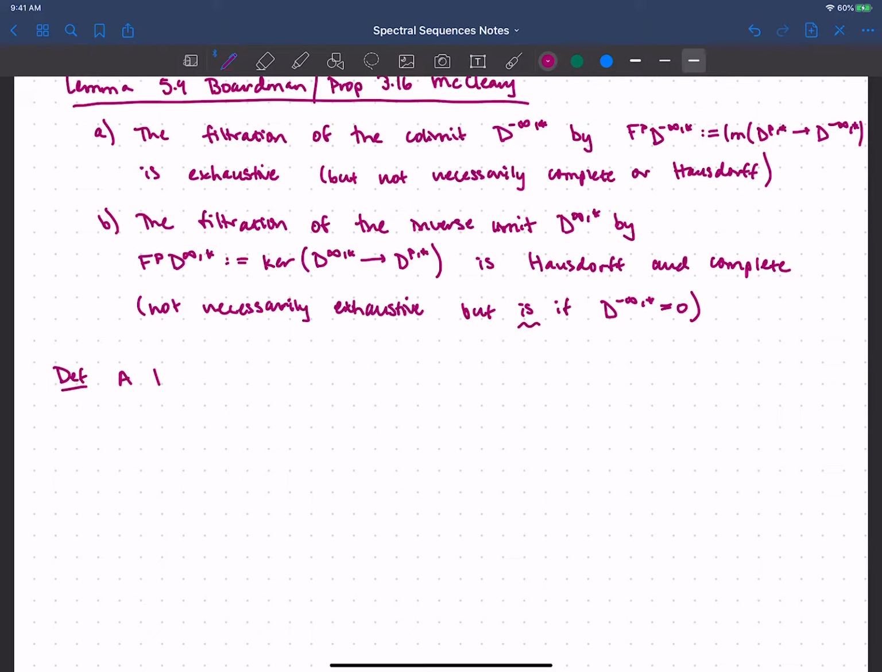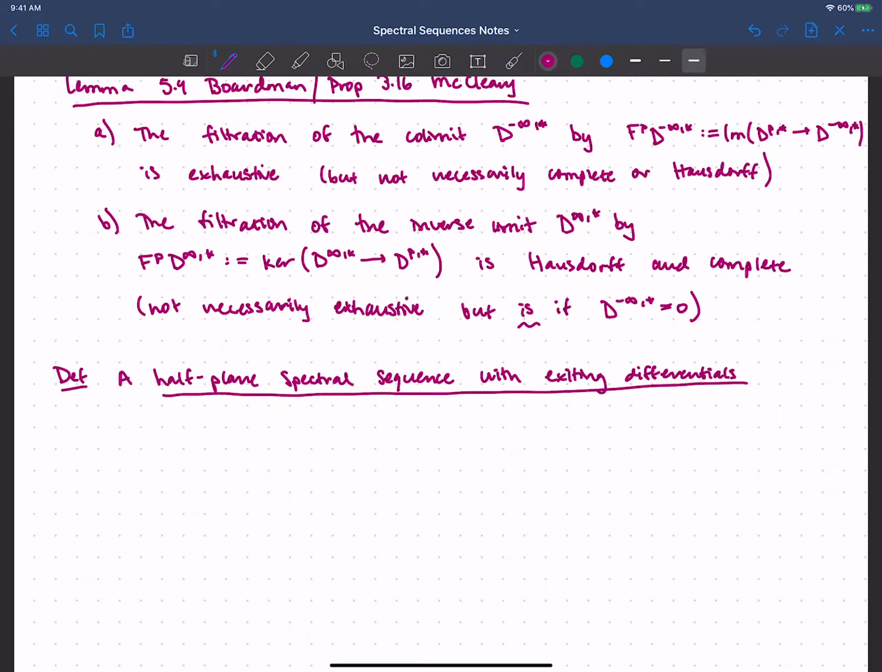So Boardman defines a half-plane spectral sequence. Okay, well, you can imagine what that looks like. We just have non-zero terms in only half the plane, but this is going to be with exiting differentials. Okay, that's a long term, but a half-plane spectral sequence with exiting differentials. What does that mean?